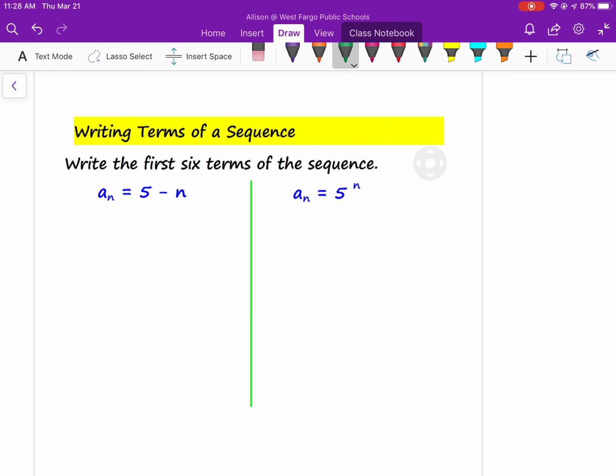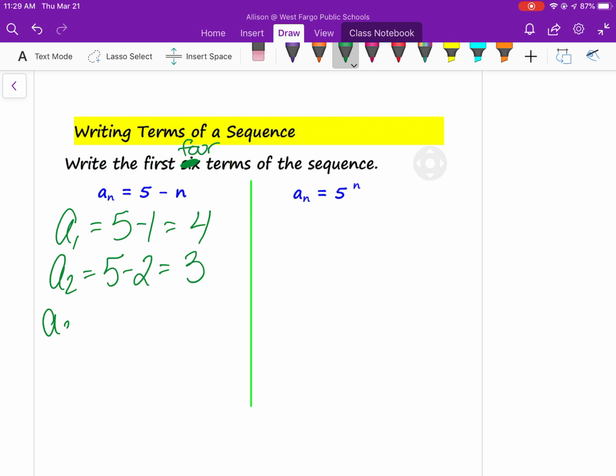So let's practice finding some terms in a sequence. I'm just going to do the first 4 terms instead of 6 because it does get a little tedious. So if this is my general rule, a sub n equals 5 minus n, I can find the first term, a sub 1, by plugging in 1 for n, which would be 4. My first term would be 4. Find my second term by plugging in 2 for n. It would be 3, and denoted by a sub 2.